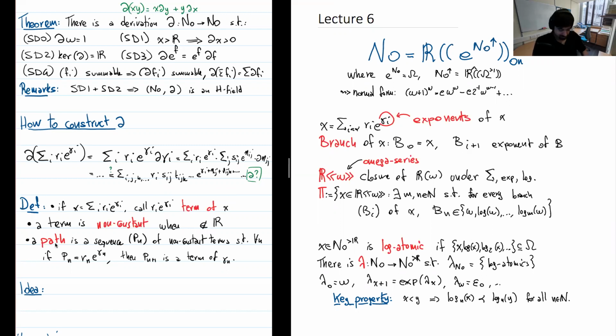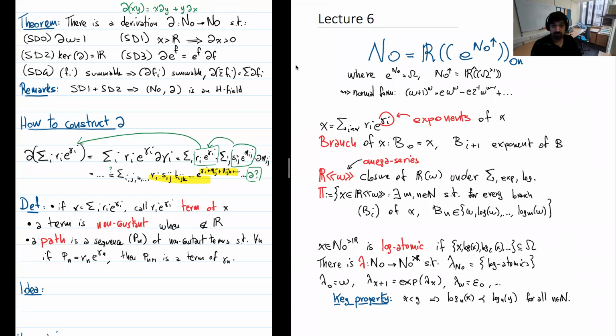Why do I want path? Because the idea is that if you look at this expression I was trying to suggest here, these indices i, j, k are describing a sequence of terms, each one appearing in the exponential normal form of the previous exponent. So this term here is a term of gamma i, and this term here is a term of my original number x.